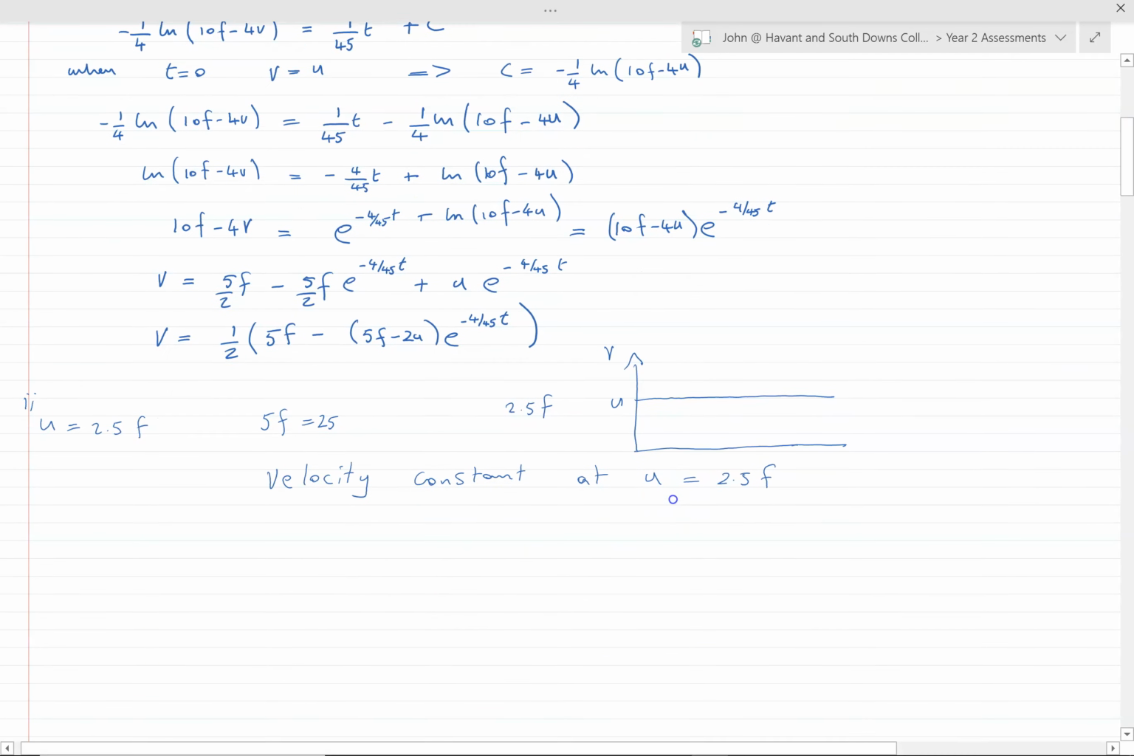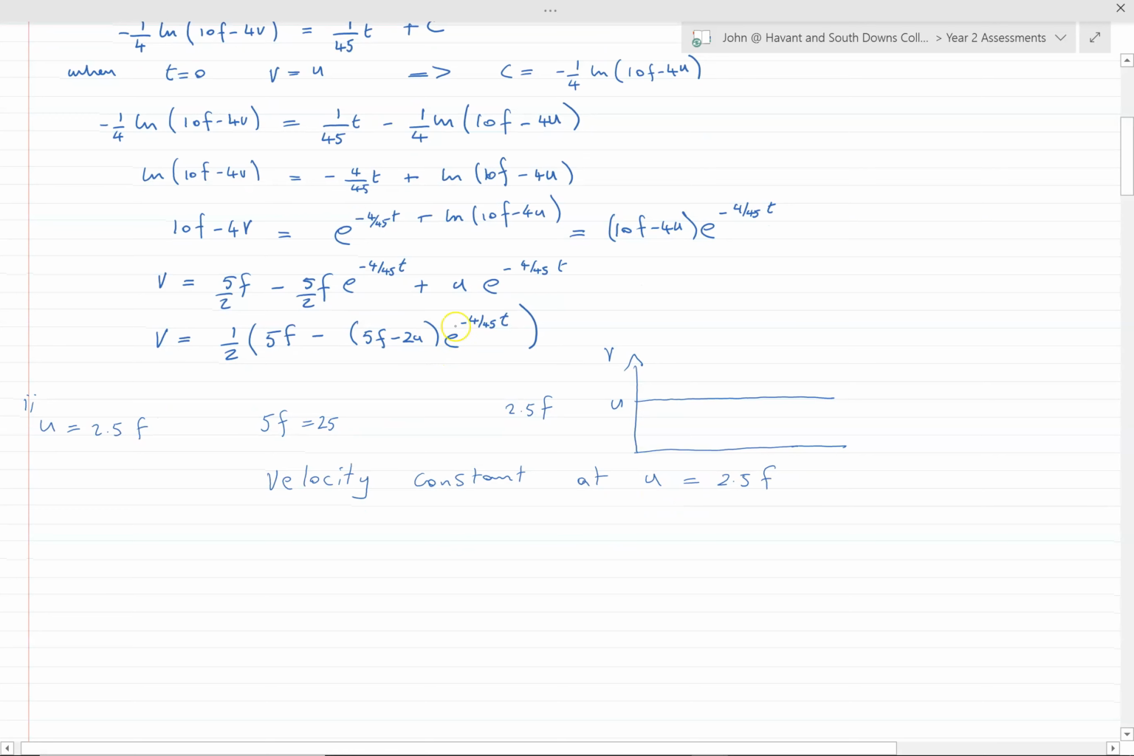Right, now for the other two, what we need to actually look at, and it's the reason why it's written in this case, is this particular quantity. Notice the negative sign here as well. The key to the idea here is as t tends to infinity, e to the minus 4 over 45 t tends towards 0.